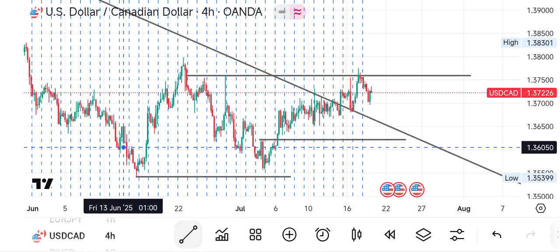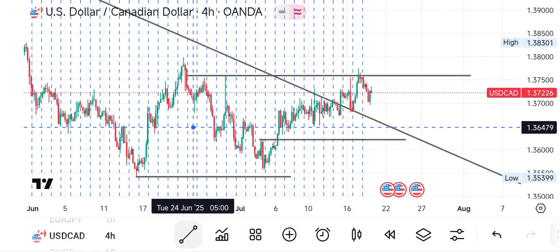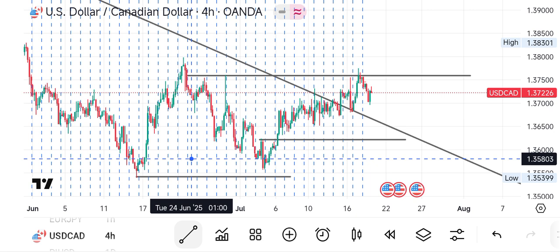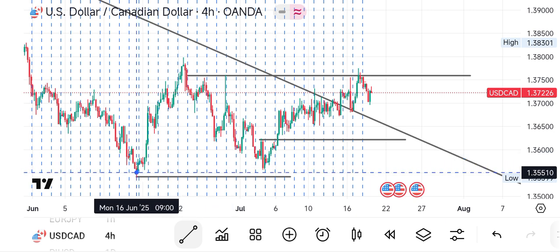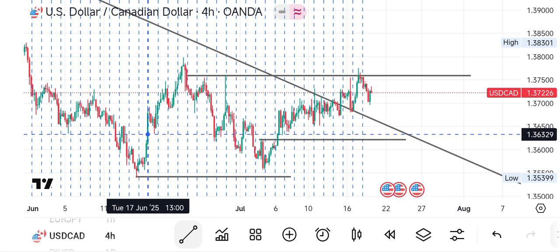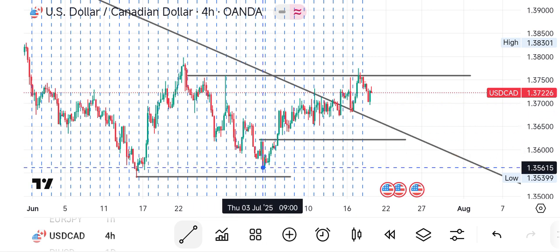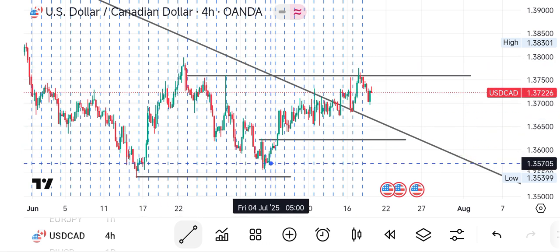So as you can see, this market is still on a downtrend. It's not an uptrend yet. If you follow the market structure well, it is the only way you can beat the market. But some people will see this as a reversal, but it's not yet a reversal.